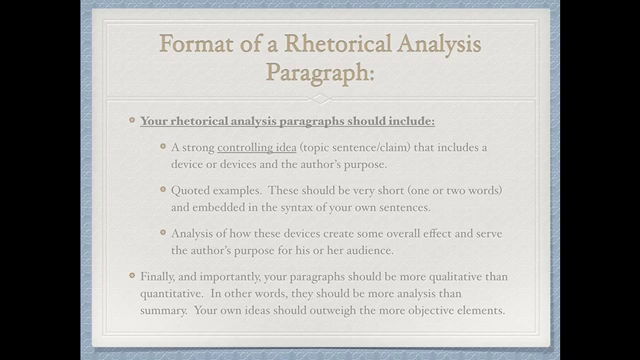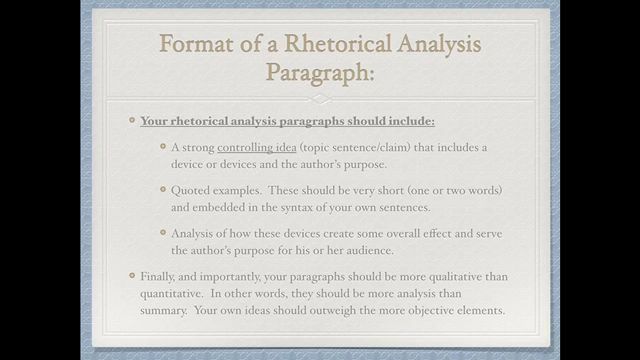To get more detailed here, the rough format of a rhetorical analysis paragraph should be this. You should have a strong controlling idea. Other people call it a topic sentence or a claim or a mini thesis or whatever. At the beginning of your paragraph, you should have a strong controlling idea that signals to your reader what this is going to be about. What you need to express in your controlling idea is some device or devices that the author uses to serve his or her purpose.